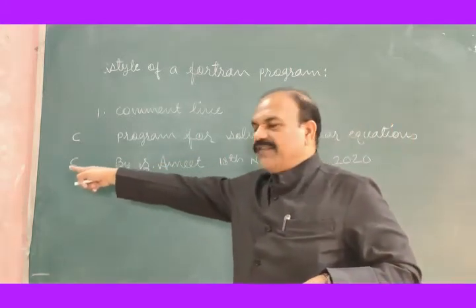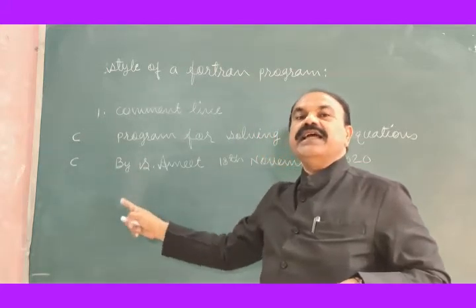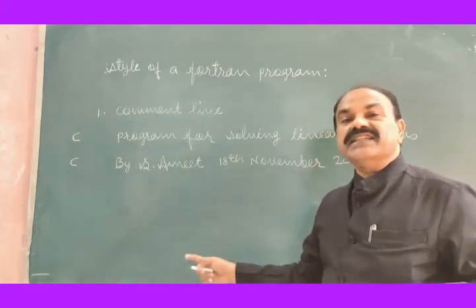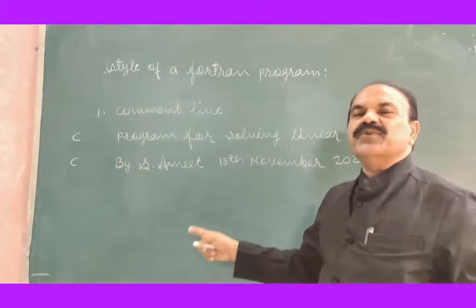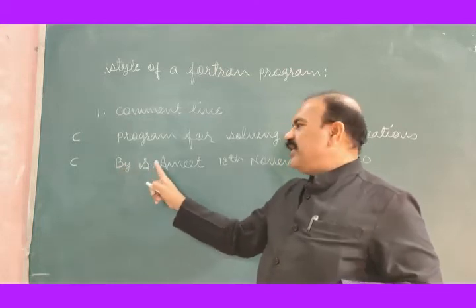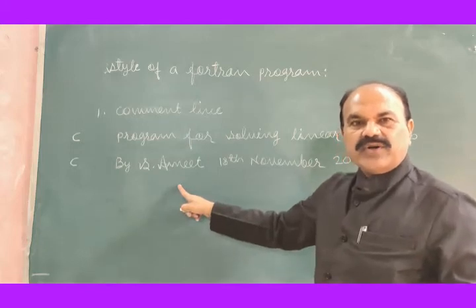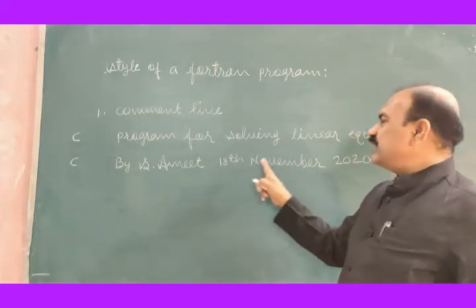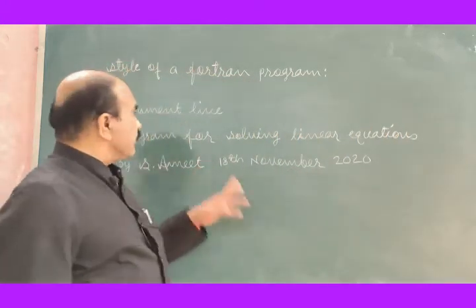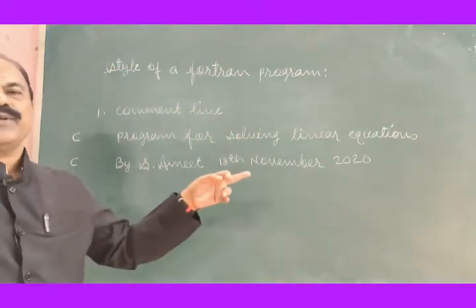Second line, having C in the first column, specifies the name of the developer, name of the programmer and the date on which the program is developed. Here, for simplicity, I have taken S. Amit. S. Amit is the developer or the programmer. Date 18th November 2020. This is about comment line. So, this is a comment line, this is also a comment line.